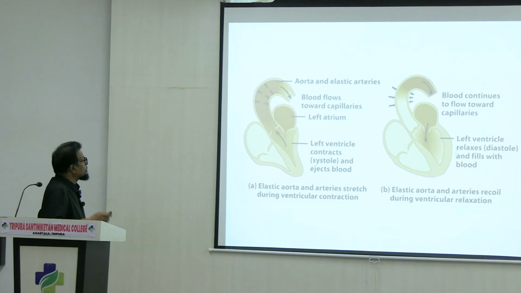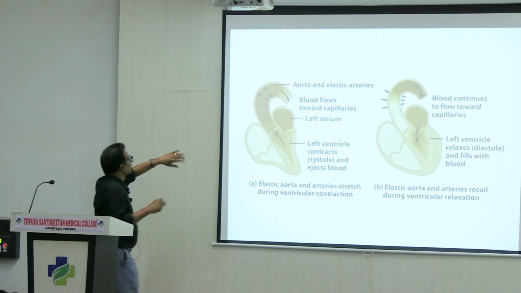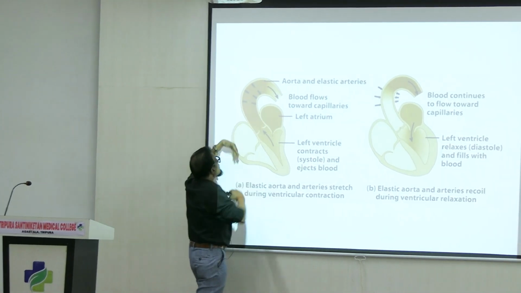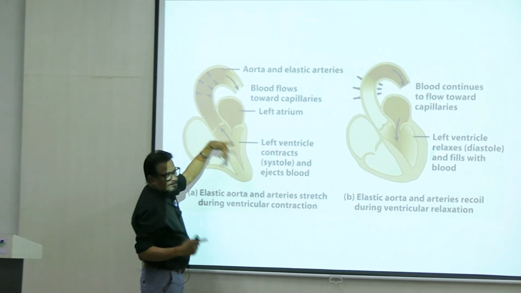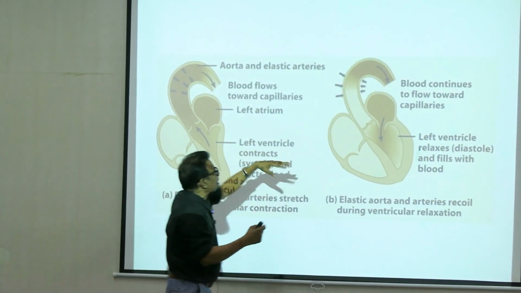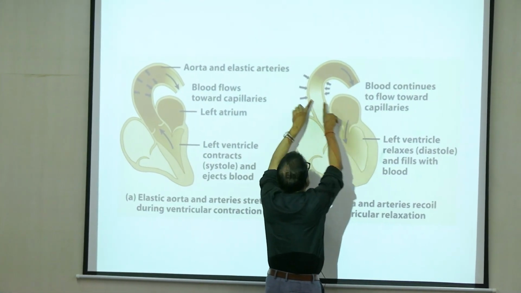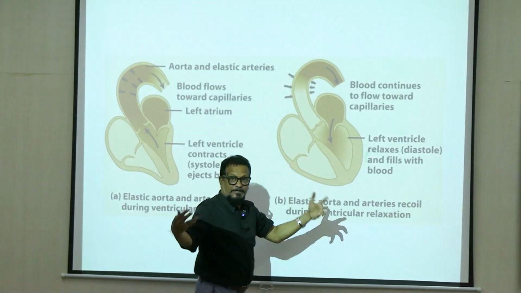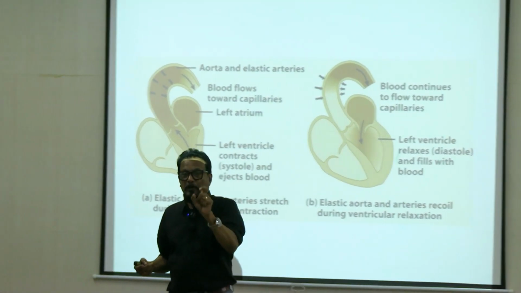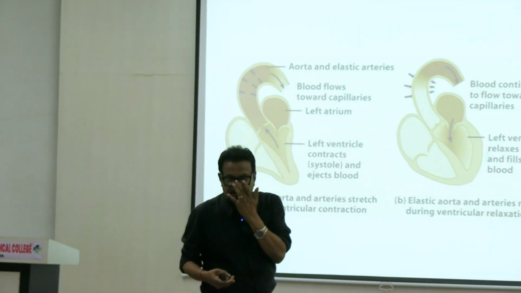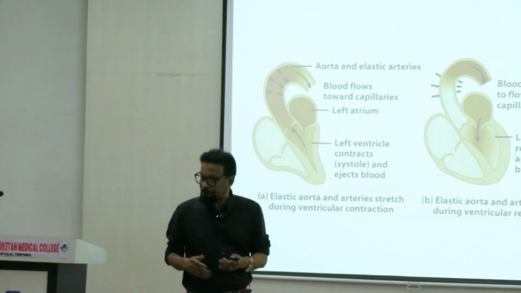Another, the aorta expansion during systole, the same thing, systolic blood pressure, and during diastole it recoils. Now, because of the Windkessel effect, the blood column will face a lateral pressure. This pressure is the diastolic pressure.